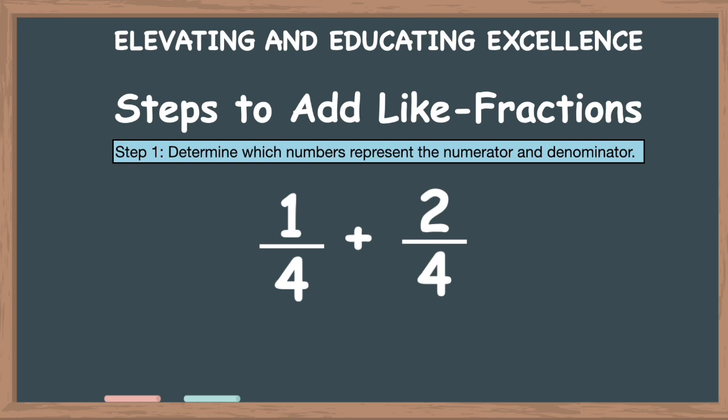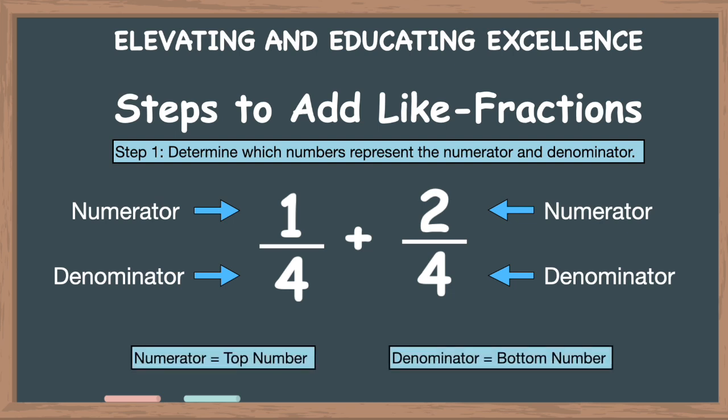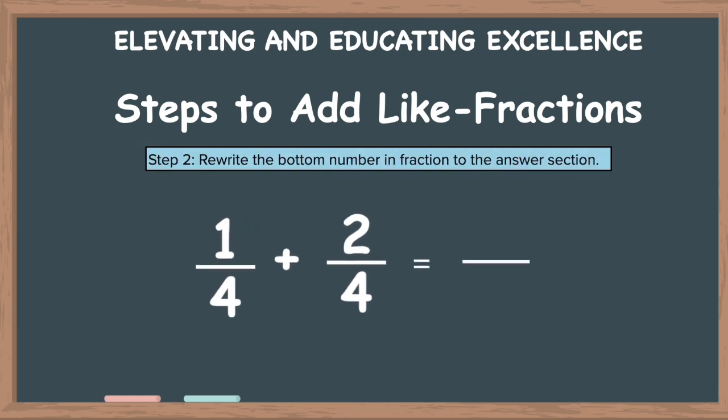So step number 1, let's determine the numerator and the denominator. The numerator is also known as the top number in the fraction. The denominator is the bottom number in the fraction. So again, numerator equals the top number, denominator equals the bottom number. Now let's rewrite the bottom number in the fraction to the answer section. So it's that simple, just write the 4 on the bottom number of the fraction in the answer section.